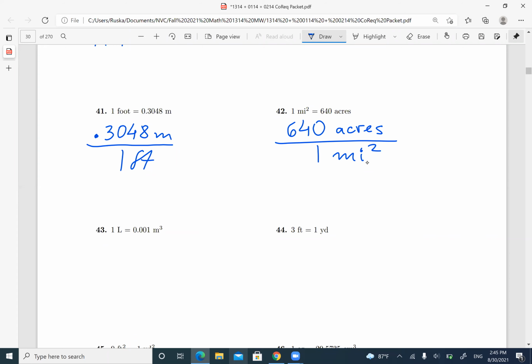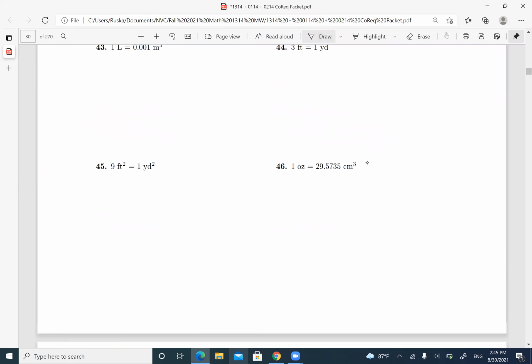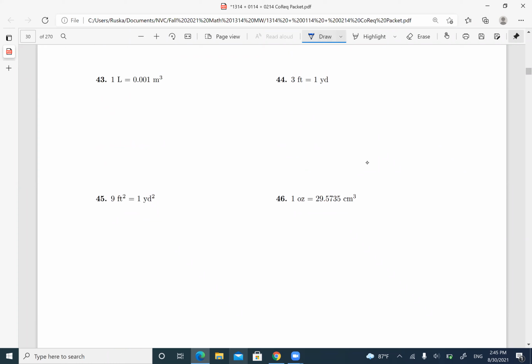Okay, let's do the next one. 1 liter is 0.001 cubic meter. So how do you write this one? Which number is going to go first? 0.01, or 0.001, sorry. That's right, good job. So it's going to be 0.001. Make sure you keep the unit over 1 liter, okay?